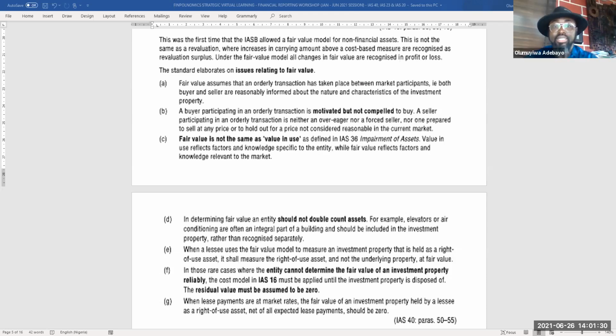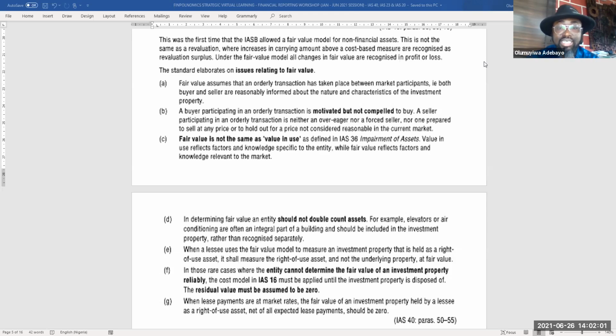Now you can see how all of what we discussed is more or less corroborated by the position of the standard. Now we'll compare that with the cost model. And you see the reason why the cost model is not going to be discussed extensively here. Why? Because it's what we have discussed extensively under IAS 16.